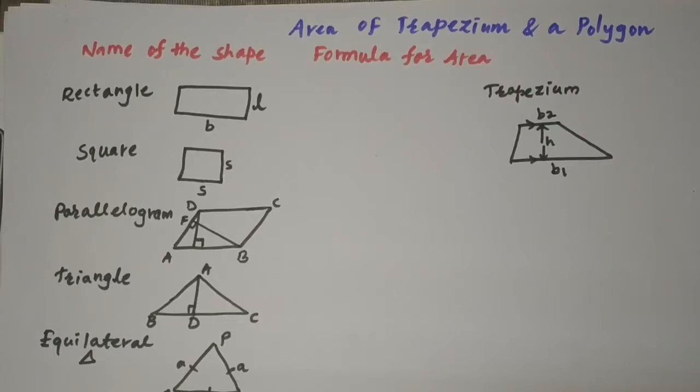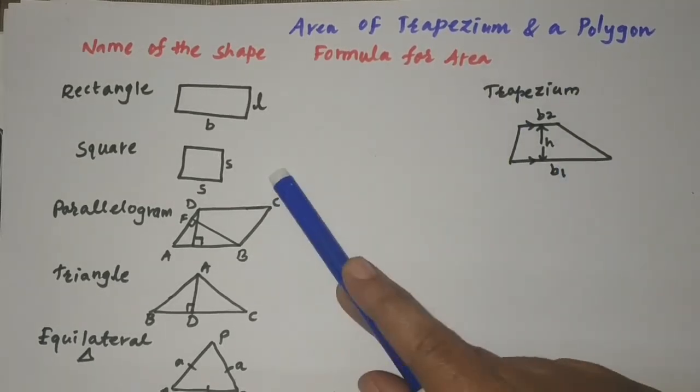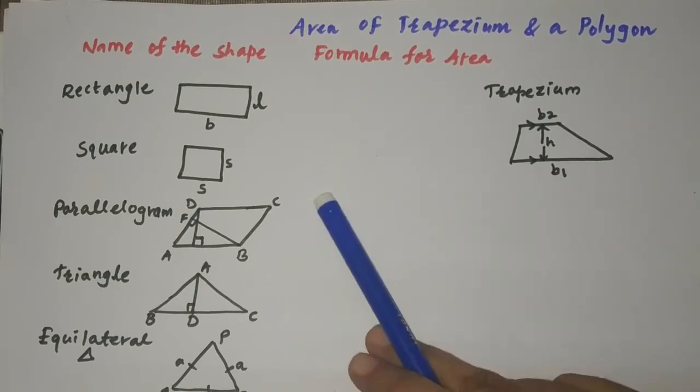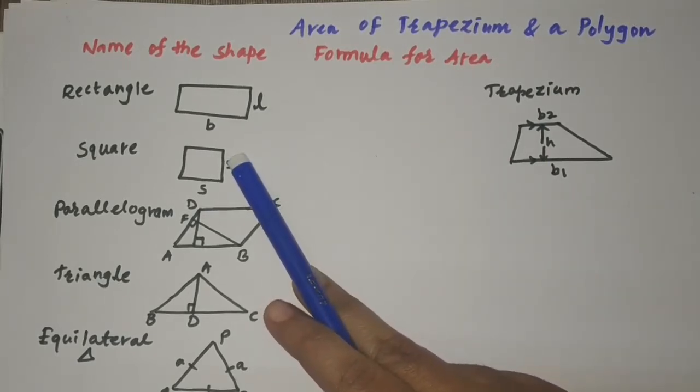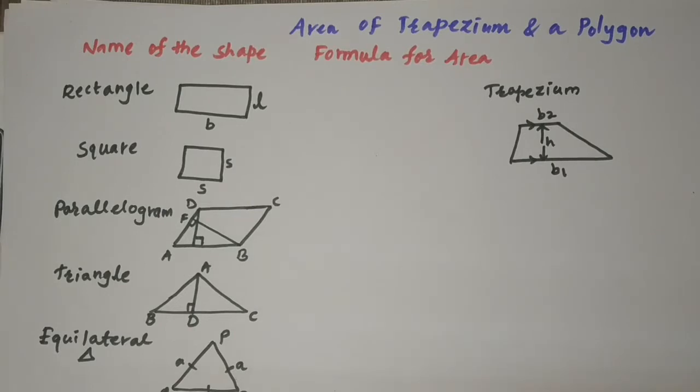Welcome back, dear students. In today's lesson, we'll see the area of a trapezium and a polygon. So here are some shapes and their formulas we are going to write down. First of all, here it is a rectangle. As we know, we have learned the area of a rectangle in our last classes.